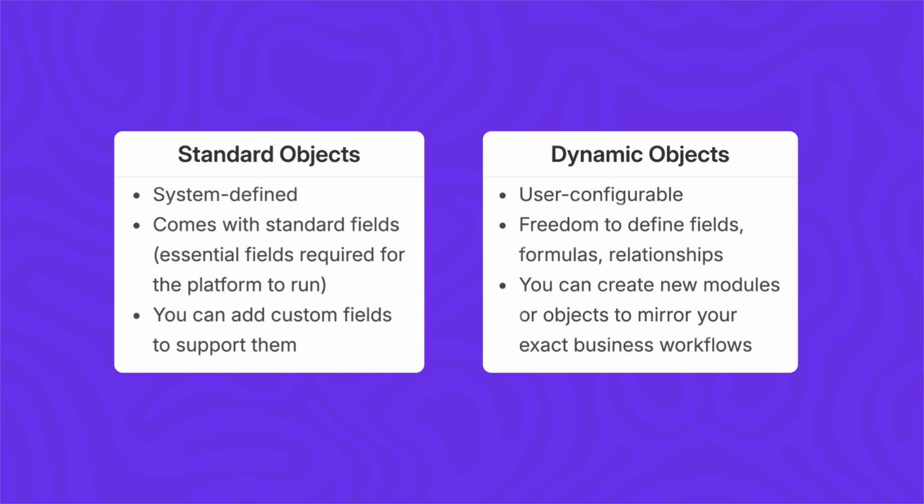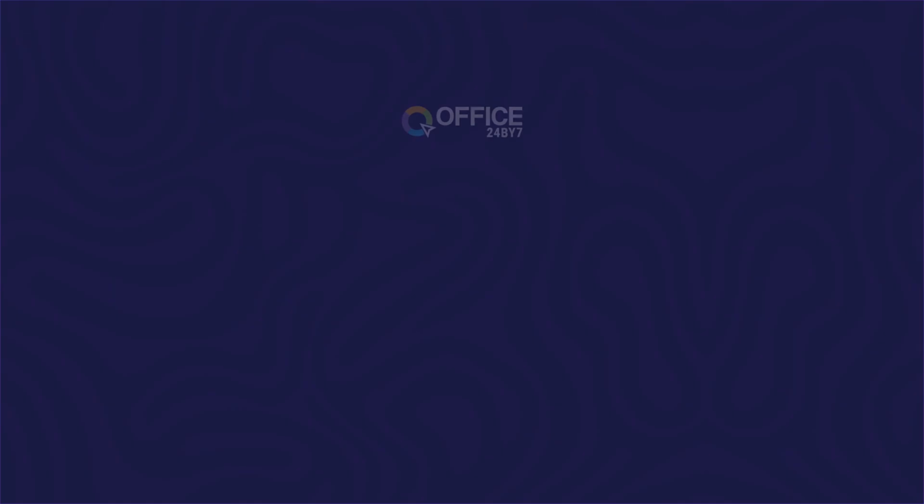Together, they create a balance, giving you a reliable core system while still adapting to the unique processes of your business. With this understanding, you'll know exactly when to rely on standard objects for fixed operations and when to use dynamic objects to design workflows that match your organization's goals.